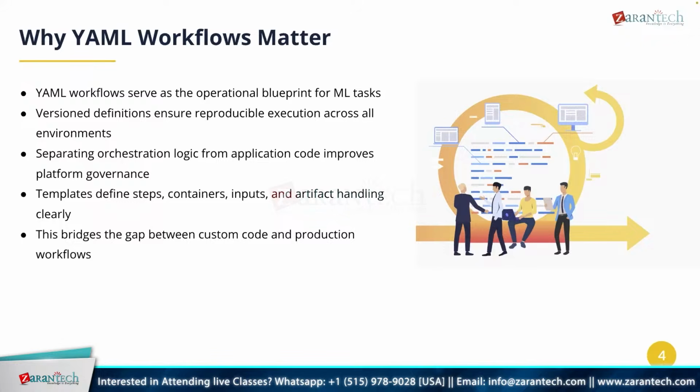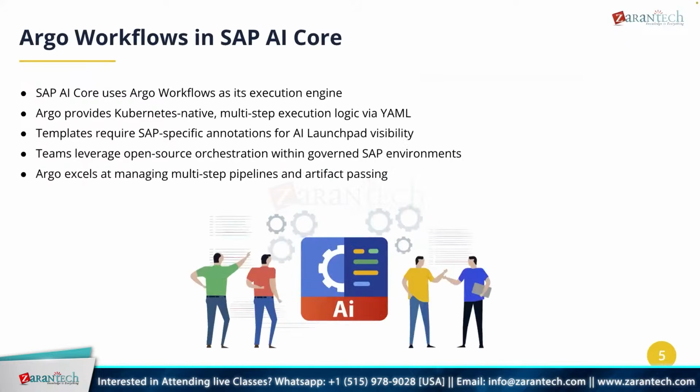First of all, I'll explain what ML workflow deployment means. Instead of manually deploying models via the UI, we define everything in a YAML file, like the Docker image, resources, inputs, outputs, and the execution logic, whatever you call it. So AI Core reads that YAML and runs your model automatically. That is why, when you are running ML workflows, it serves as the operational blueprint for your ML tasks. Okay, that is the first point.